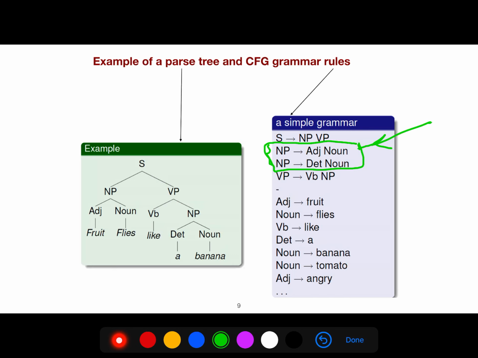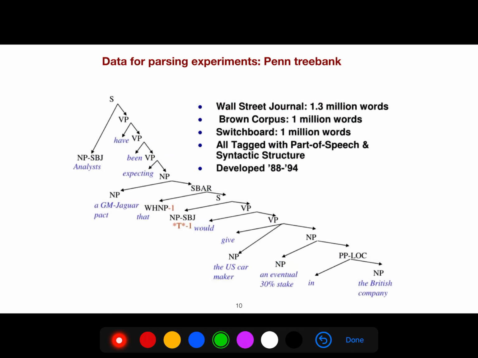It generates ambiguity. For each sentence, you have maybe an exponential number of trees. So which tree is more probable? We will explain those things in future. So for the data for the parsing experiment, we use the Penn Treebank.